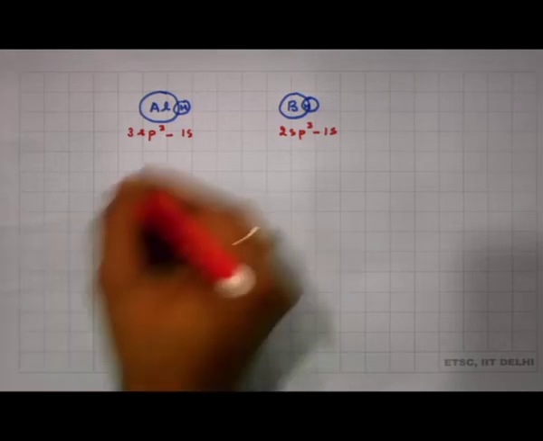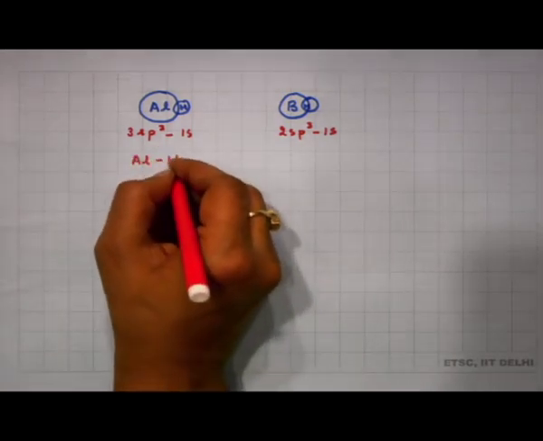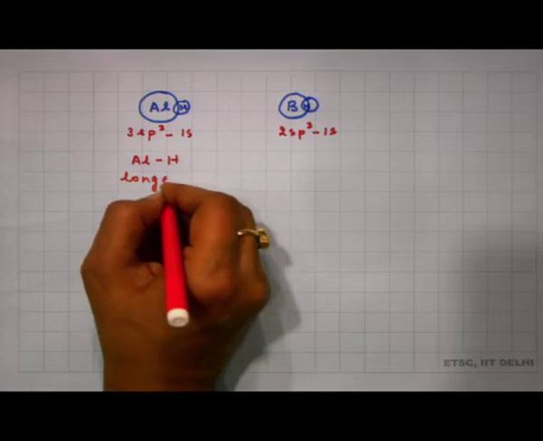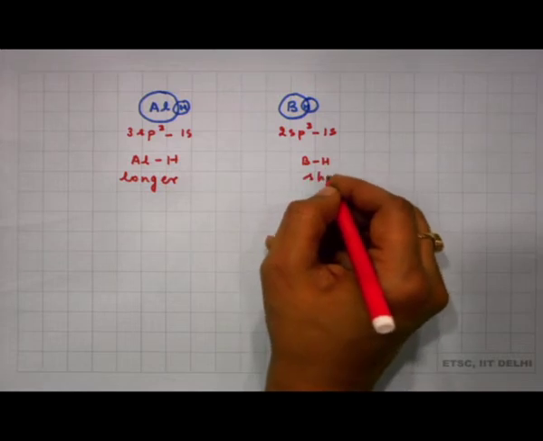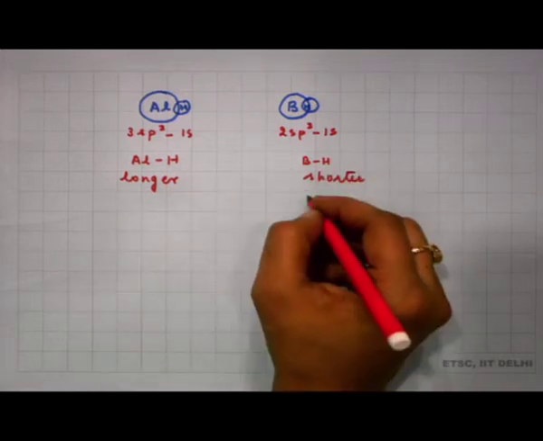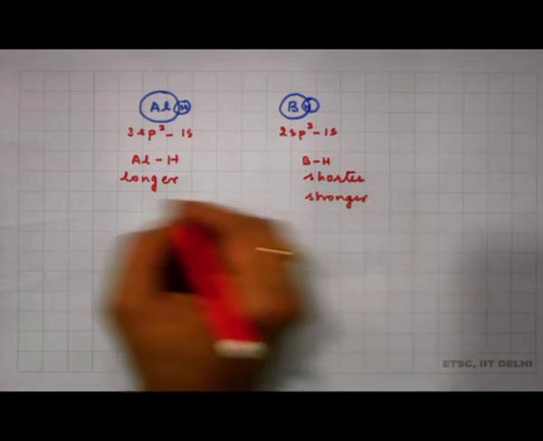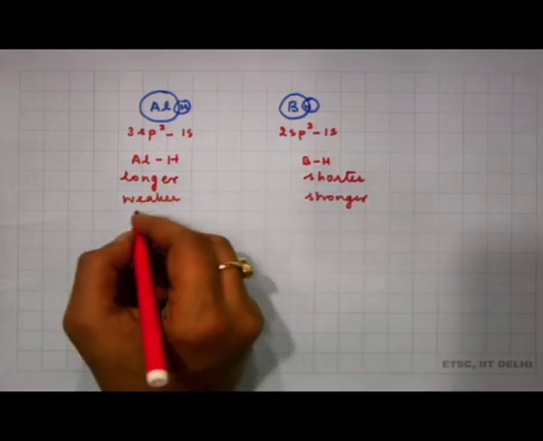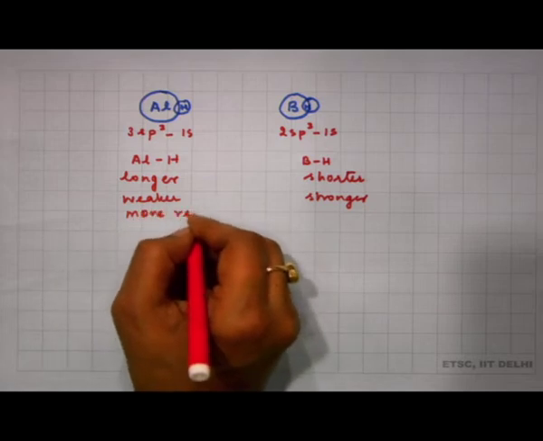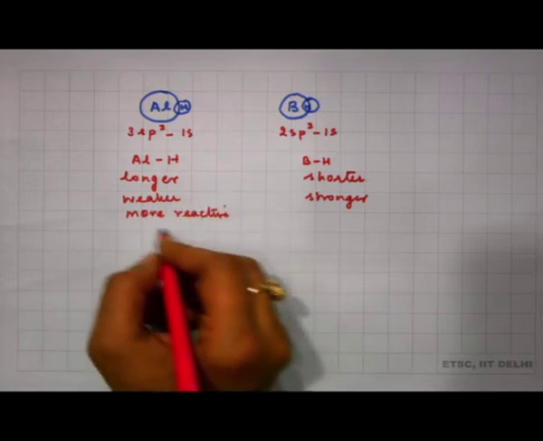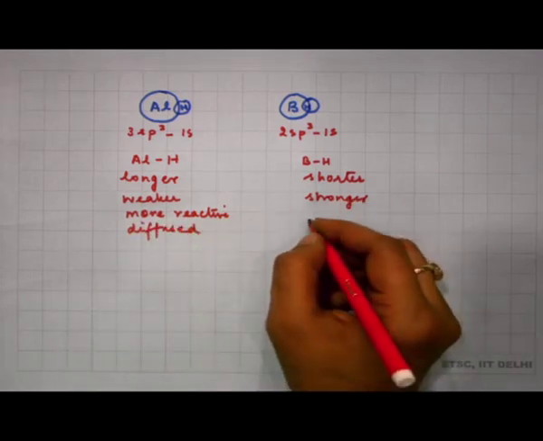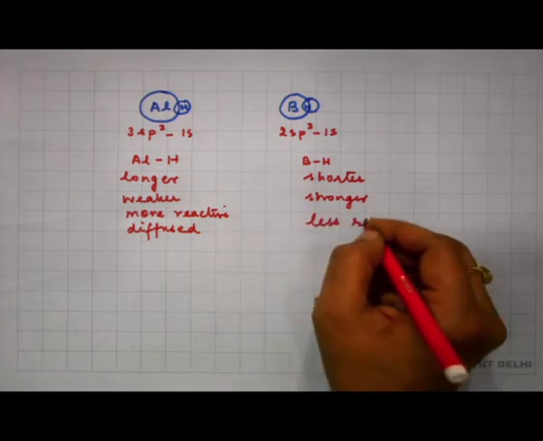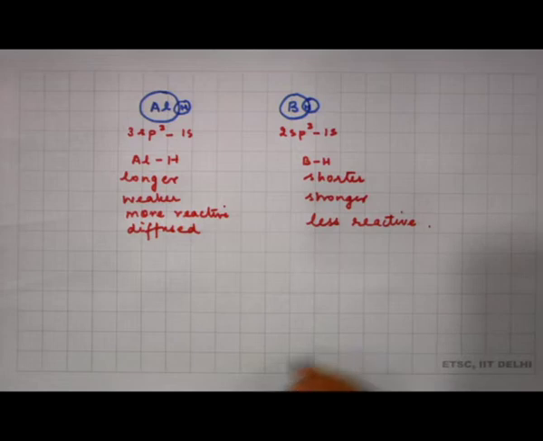So, overall the effect is that the aluminium-hydrogen bond is longer and the boron-hydrogen bond is relatively shorter. Therefore, the boron-hydrogen bond is stronger and the aluminium-hydrogen bond is weaker, and since it is weaker, it is more reactive, with more diffused electron density. The boron-hydrogen bond is stronger and less reactive. So, these are some of the explanations to distinguish between the reactivity patterns of lithium aluminium hydride and sodium borohydride.